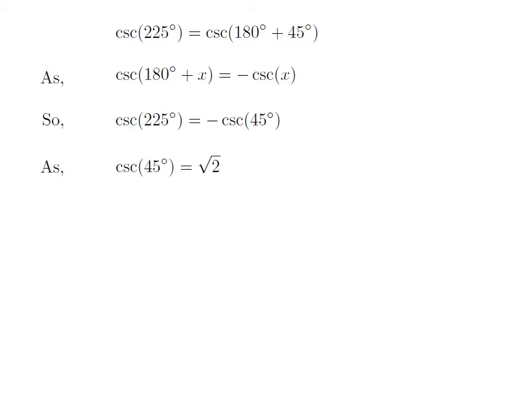We know the value of cosecant of 45 degree is equal to square root of 2. So we get the value of cosecant of 225 degree is equal to minus square root of 2.